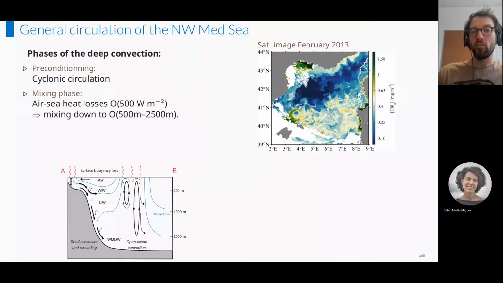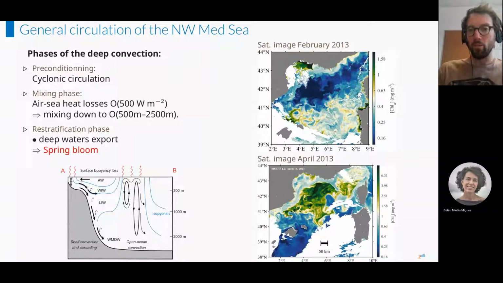And this deep convection has a strong impact on the phytoplankton, as you can see on the satellite images. The phytoplankton is completely diluted during those episodes, and it brings concentrations to very low values. And if you observe by satellite, you can then guess where the deep convection is happening. So this image is from February.